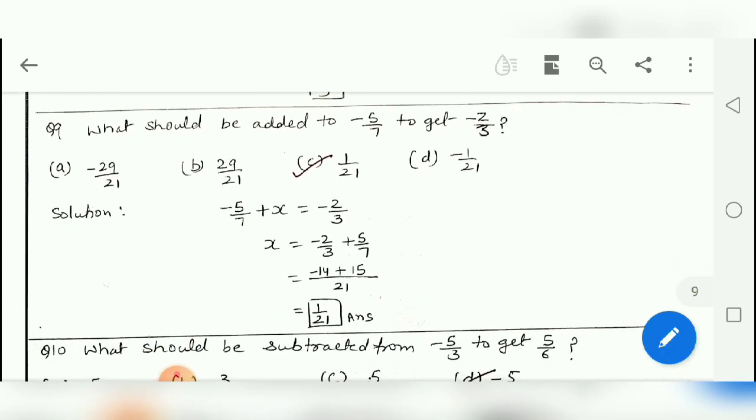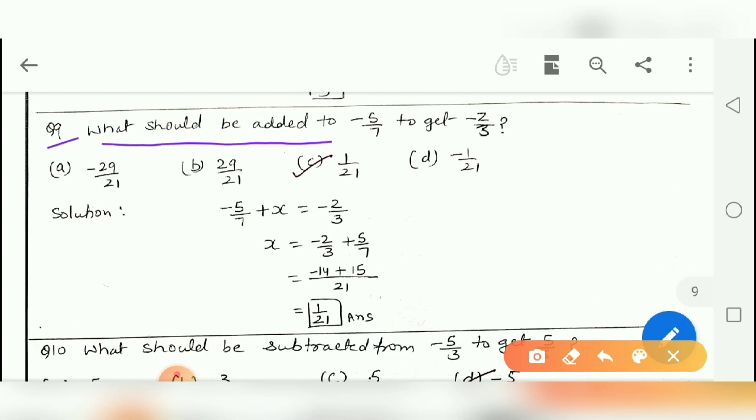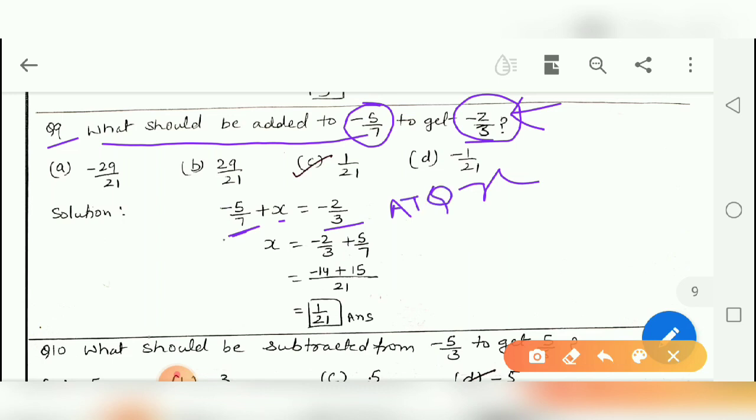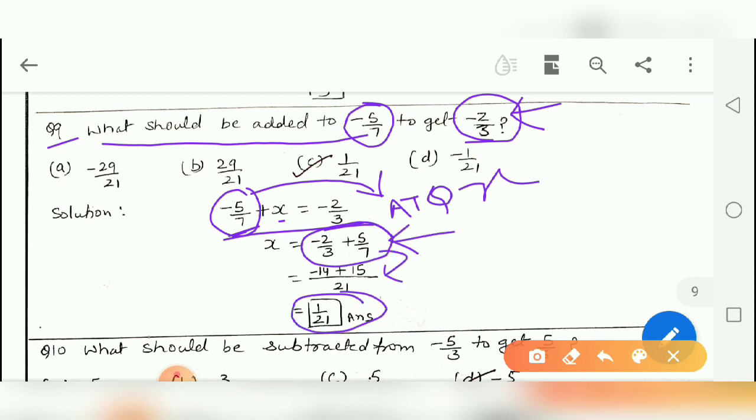Now the next question is question number 9. What should be added to negative 5 by 7 to get negative 2 by 3? This is the sum, and let the other number be x. So x is to be added to negative 5 by 7, and that answer will become negative 2 by 3. This is according to the question. This is the statement. Now again we will transpose this negative 5 by 7 to the right hand side, so this will become positive. Then we will solve this step and reach this step and get 1 upon 21 as an answer. So here I have ticked C as the correct option.